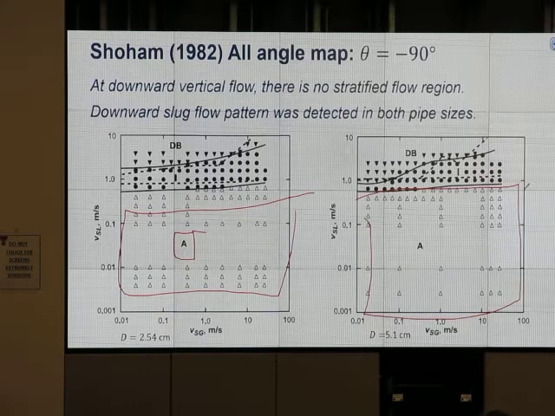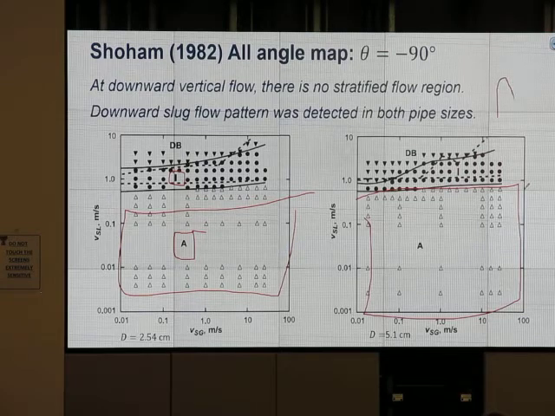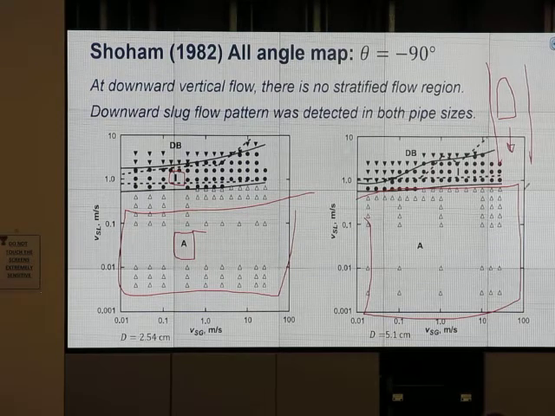Okay. So -90, completely downward flow. Most of the time we have falling film. Sometimes we have intermittent flow. But if you look in the lab, intermittent flow, downward flow, the bullet shape still points up, right? It just looks like this, but it's flowing down. The bullet shape, the tip of it is still pointing upward. Okay?